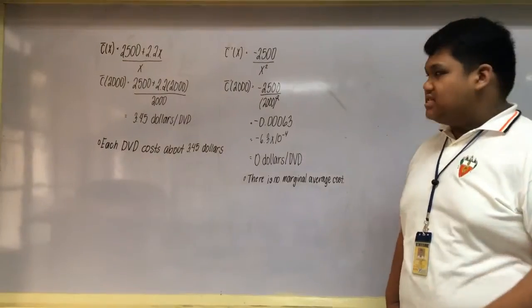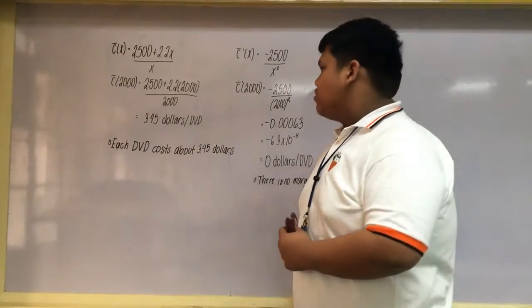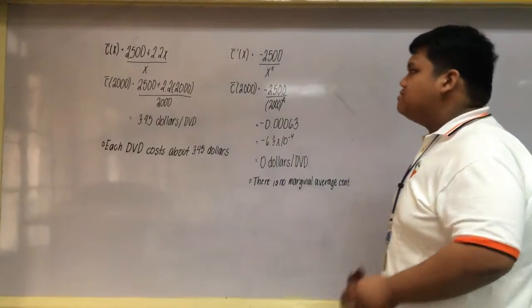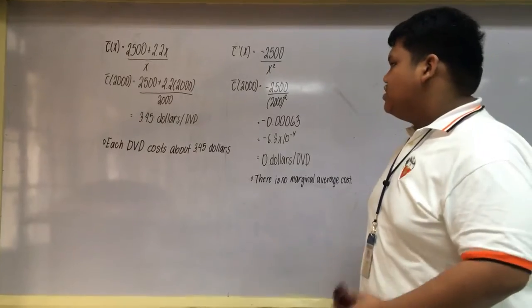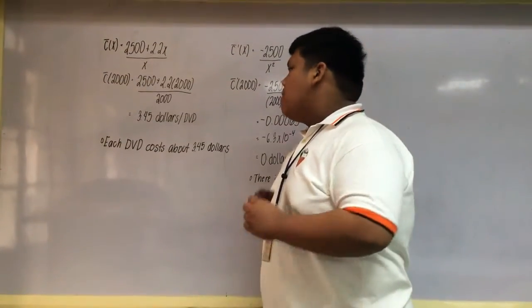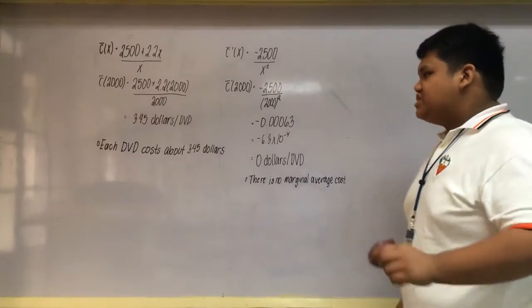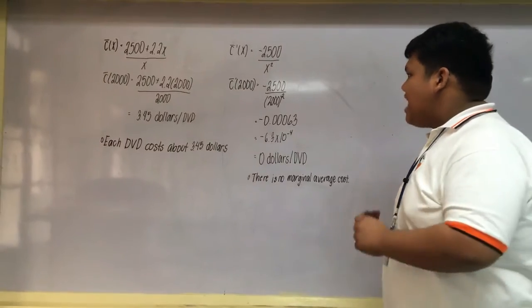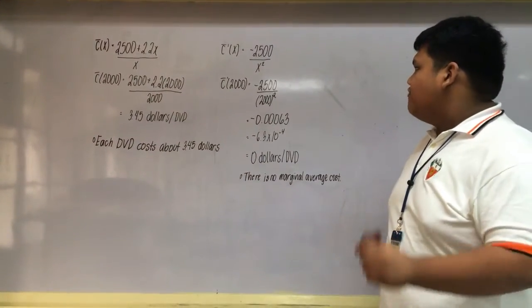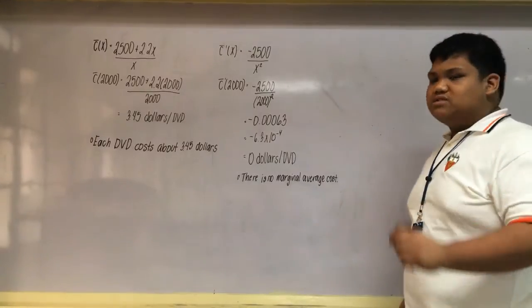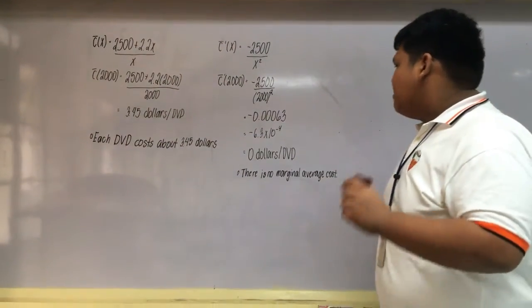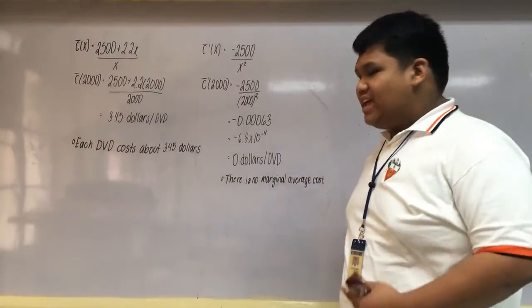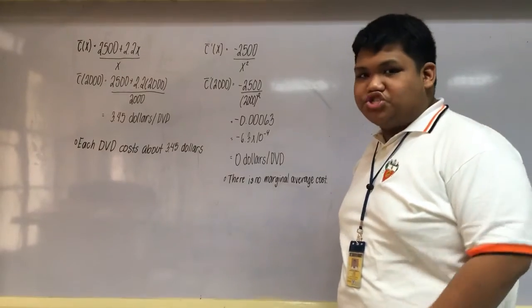We will set both x's to 2,000, starting first with the average cost, which is equal to (2,500 + 2.2 times 2,000) all over 2,000, which is equal to $3.45 per DVD, which means that each DVD costs about $3.45. Now for the marginal average cost, it is equal to negative 2,500 over 2,000 squared, which is equal to negative 6.3 times 10 raised to negative 4. We cannot have a negative answer, which means that there is no marginal average cost.